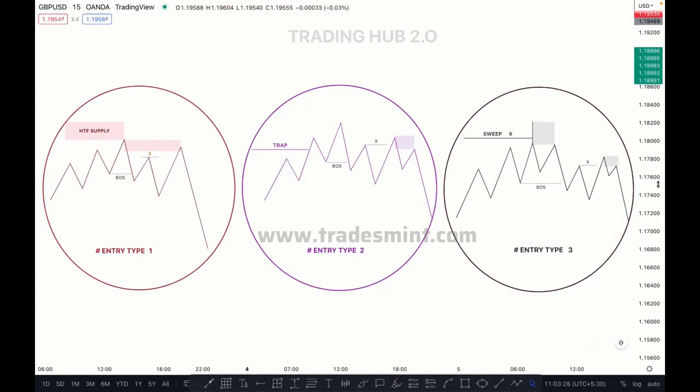And I will show you one more interesting thing: how we can take entry without mitigation of a higher time frame order block zone. Okay, so I will show you exactly how we can apply three types of entry. With these three types of entry, we can cover more than 80% of entry zones, and the maximum number of entries we can cover. Only follow these rules. These are very powerful and very unique. Let me show you exactly how it actually works.